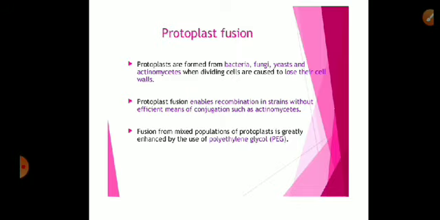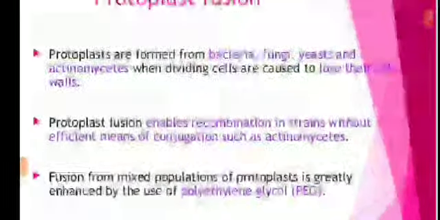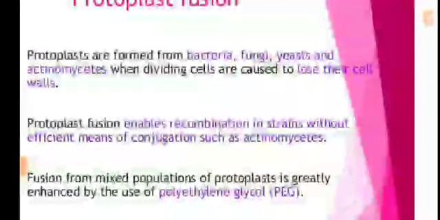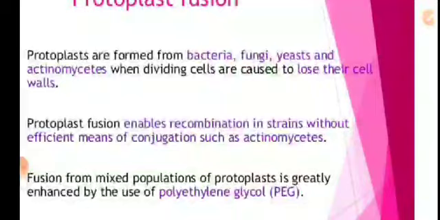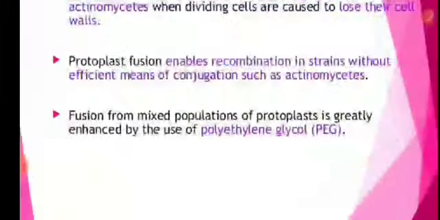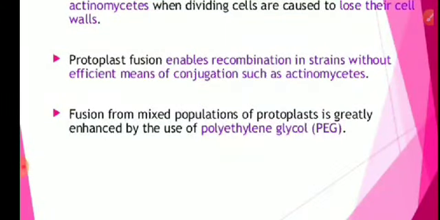In the case of a protoplast, the outermost membrane is the cytoplasmic membrane. Protoplasts are formed from bacteria, fungi, yeast, and actinomycetes. When dividing, cells lose their cell wall. How can they lose their cell wall? By treating them with enzymes like lysozyme or with certain chemicals. Now, protoplast fusion enables recombination in strains without efficient means of conjugation.